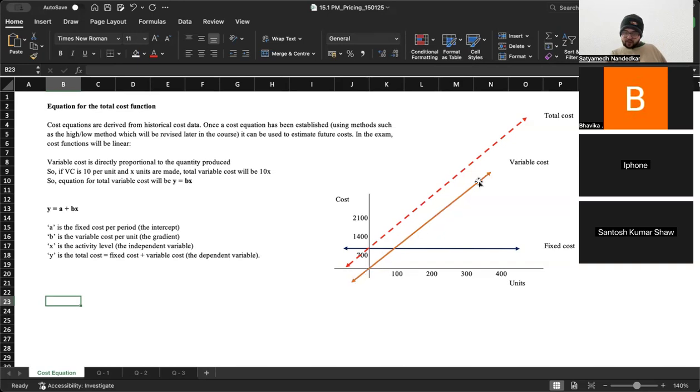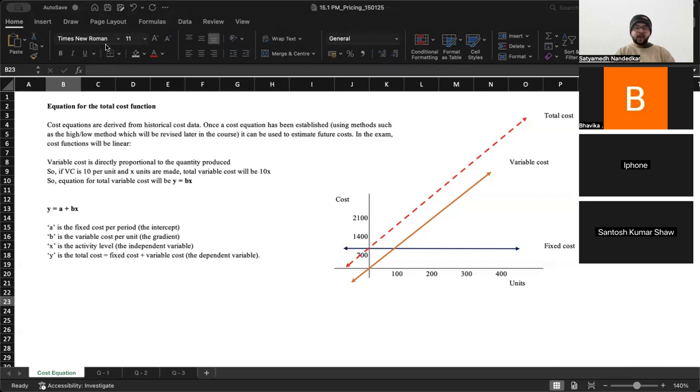See, to the variable cost you have added something. What have you added? That is your fixed cost. So y is equal to a plus bx is the standard equation. Whenever you want to calculate the total cost of an item, y is equal to a plus bx is the standard equation.